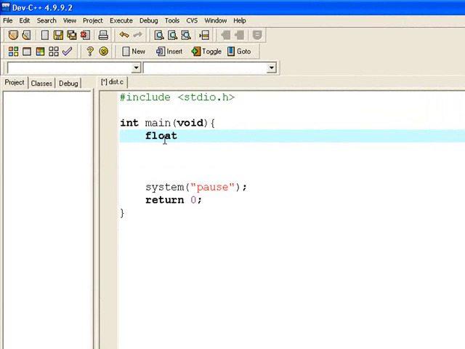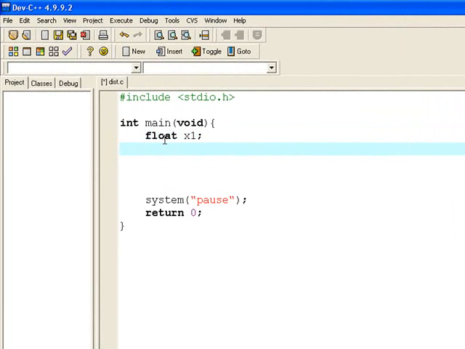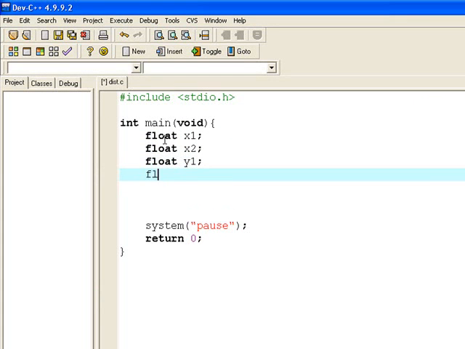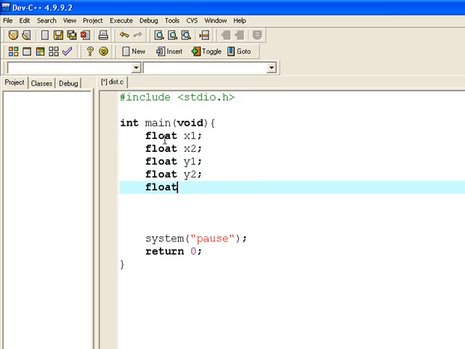So write float x1, x2. Doesn't really matter the order we put these in here. Obviously the order we take them in will matter. y1, so that's the distance.